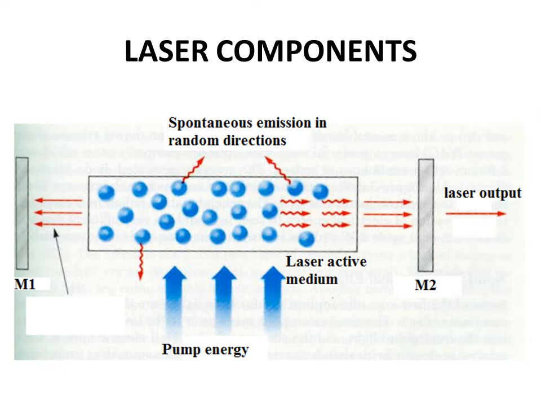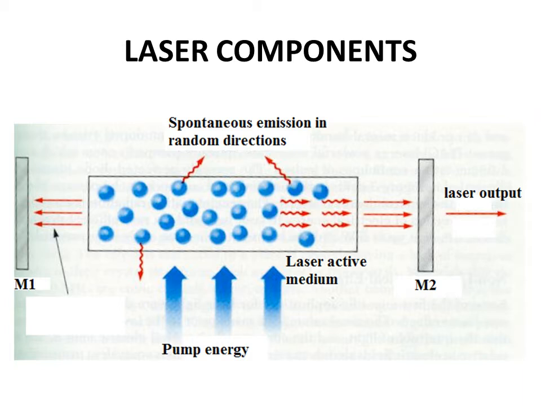That is shown here in the rectangle which contains blue spheres. That is the active medium, and the atoms, molecules or ions of the active medium are kept between two mirrors, M1 and M2. Those two mirrors will act as the optical resonator, and the blue solid arrow shown upward is the indication of pumping energy or the pumping source.